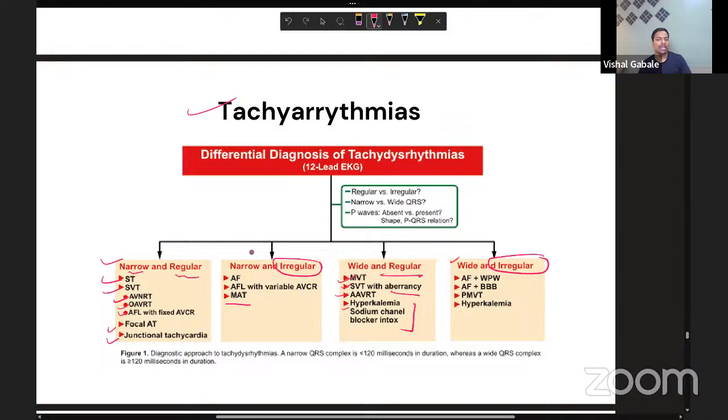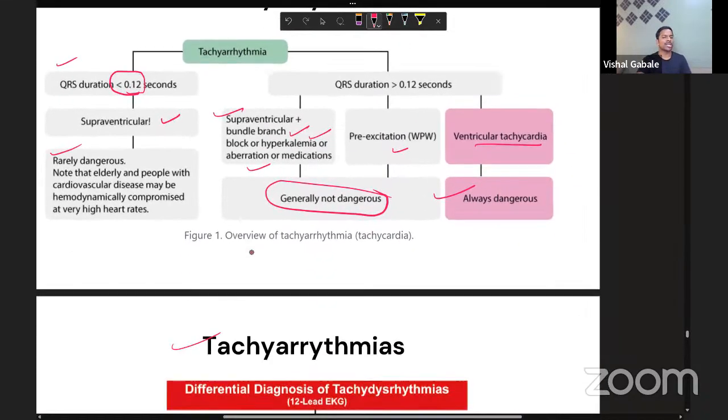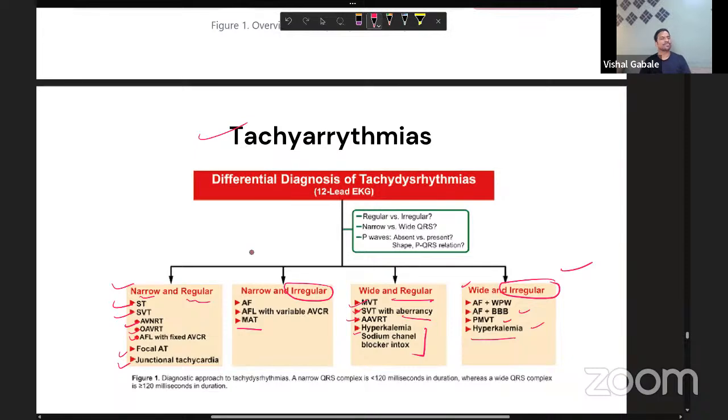Okay. Similarly, wide and irregular, we have atrial flutter with WPW, that is atrial fibrillation with pre-excitation, that is WPW. Then atrial fibrillation with bundle branch block, then polymorphic ventricular tachycardia, and then hyperkalemia. So you got what I mean through this. These two charts are very important, and you must remember them.